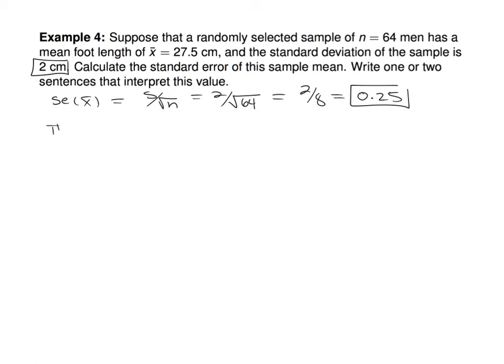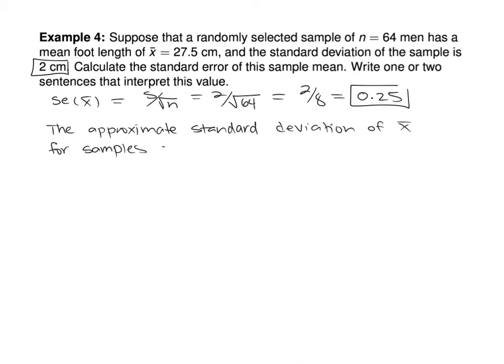Okay, so what that tells us is that the approximate standard deviation of x bar for samples of size n equals 64 is 0.25 centimeters.